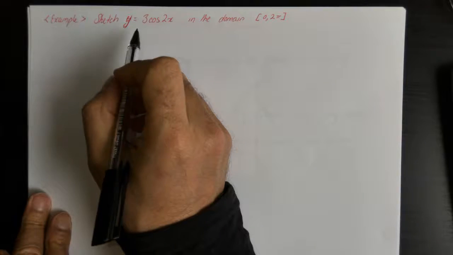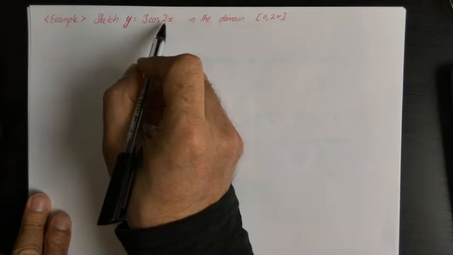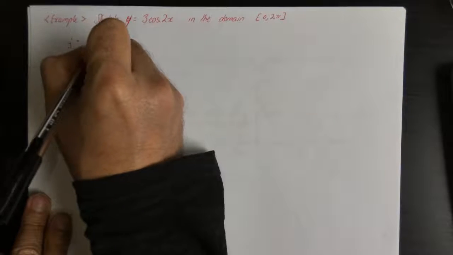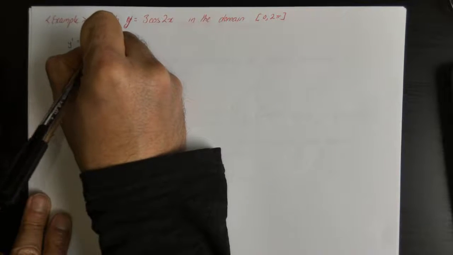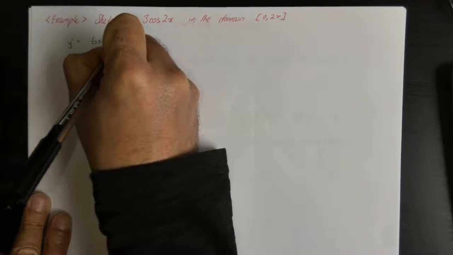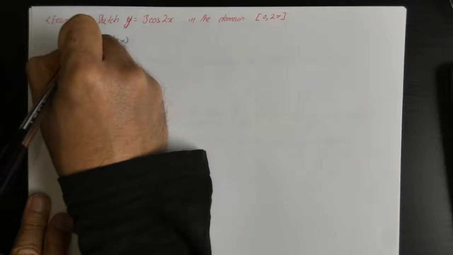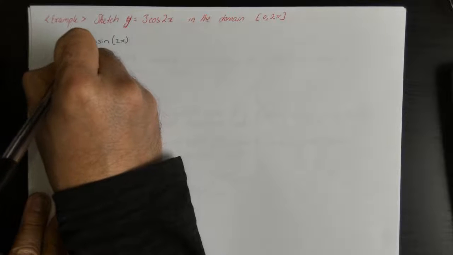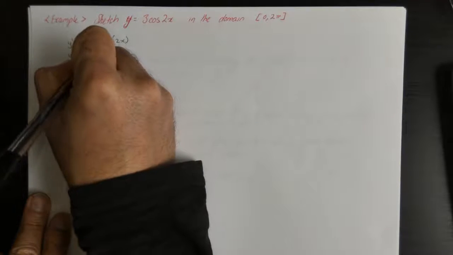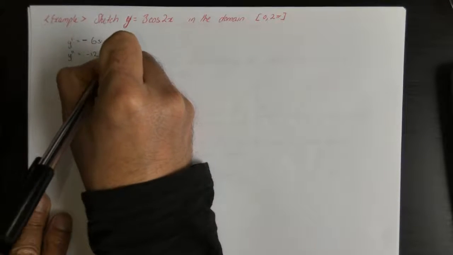All right, so let's do the last example. We've got to sketch y equals 3 cos 2x in the domain of 0 to 2 pi. So the first derivative is 2 times 3, which is 6, and cos becomes negative sine x, so negative 6 sine 2x. And the second derivative is negative 12 cos 2x.